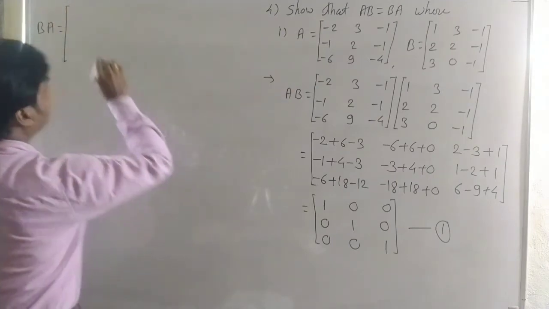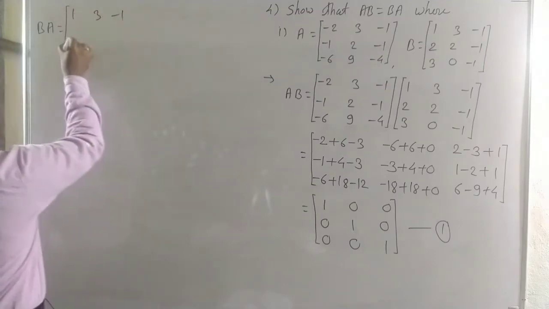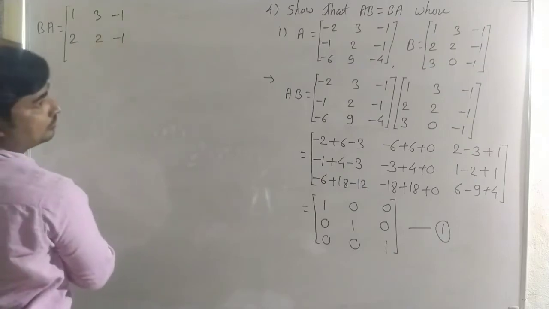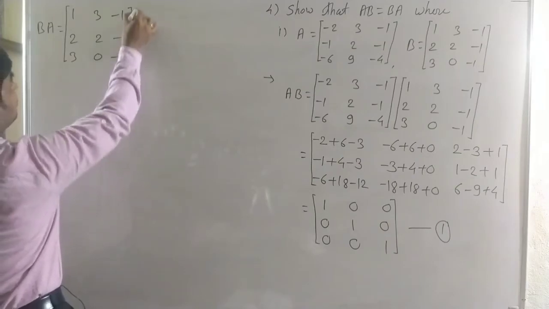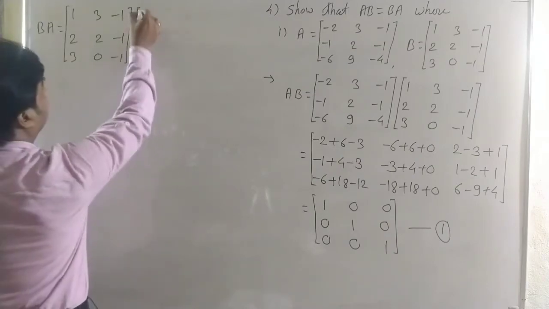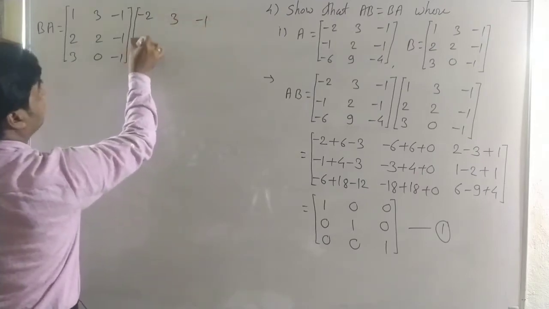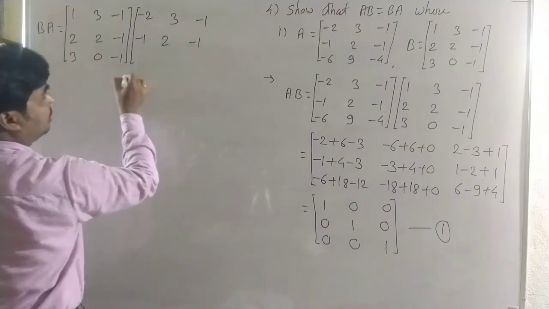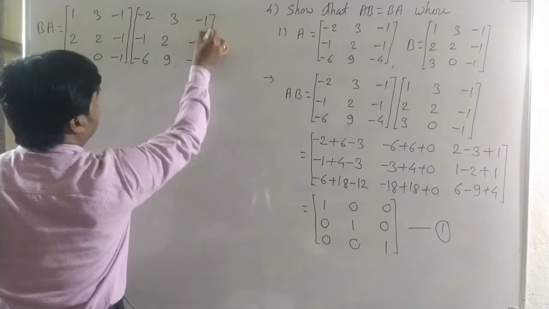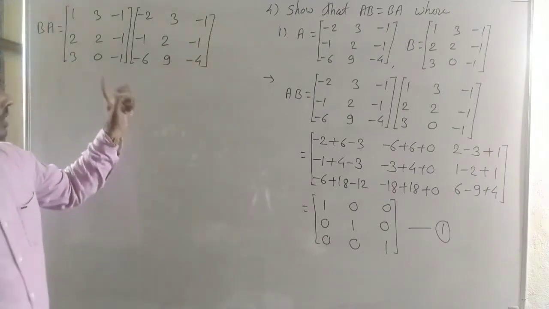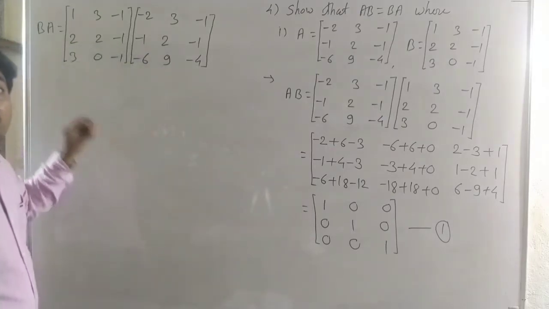Here the matrix B is 1, 3, minus 1; 2, 2, minus 1; and 3, 0, minus 1. And A is minus 2, 3, minus 1; minus 1, 2, minus 1; minus 6, 9, minus 4. Now here we find B into A.